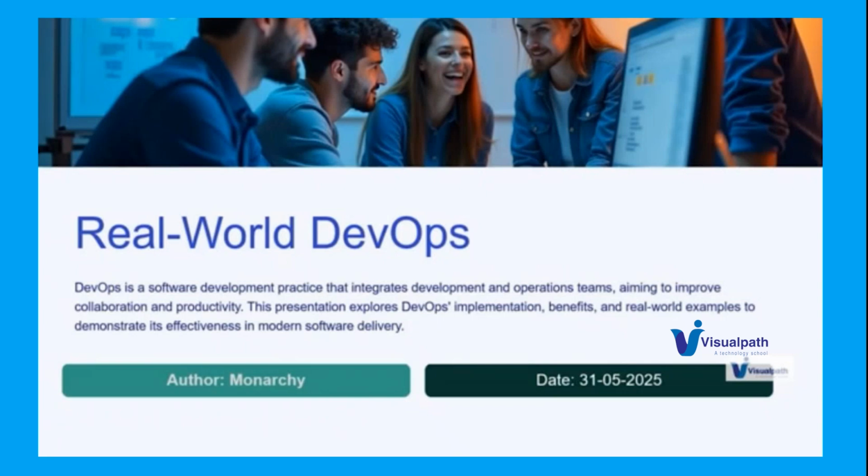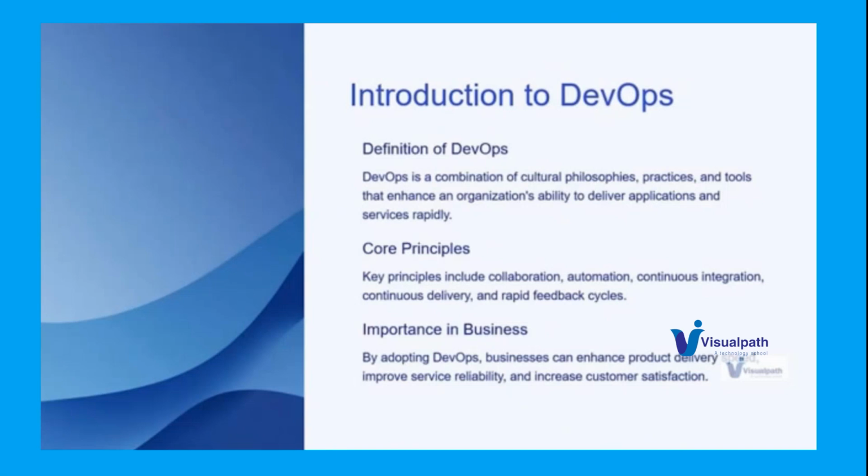As you can see, DevOps is a software development practice that integrates development and operations teams, aiming to improve collaboration and productivity. This presentation explores DevOps implementation, benefits and real-world examples to demonstrate its effectiveness in modern software delivery. Let me come to this slide. So, the definition of DevOps: DevOps is a combination of cultural philosophies, practices, and tools that enhance an organization's ability to deliver applications and services rapidly.